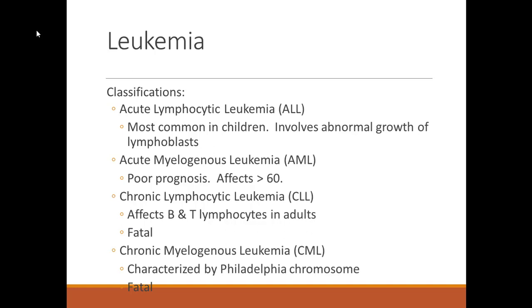Chronic lymphocytic leukemia, CLL. This type of leukemia is the most common in adults. It affects the B and the T lymphocytes and is actually very fatal. There's going to be an elevated level of those lymphocytes. A white blood cell differential will be done, and they'll be able to tell the difference in the white blood cells.